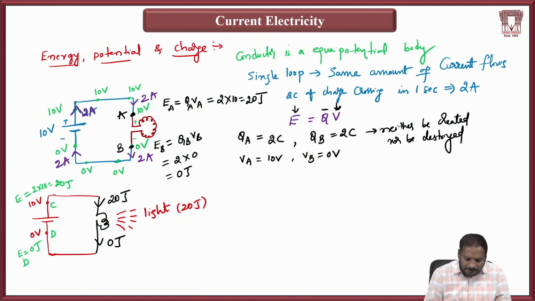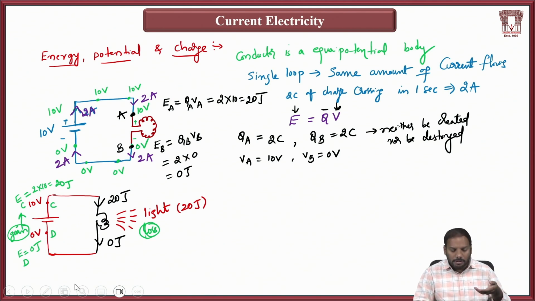So this is the energy of the charges at point D, whereas these are the energy of the charges at point C. So EC and ED. Okay, so whenever the charges are crossing this battery, there is a gain in energy. Whenever the charges are crossing this bulb, there is a loss in energy.